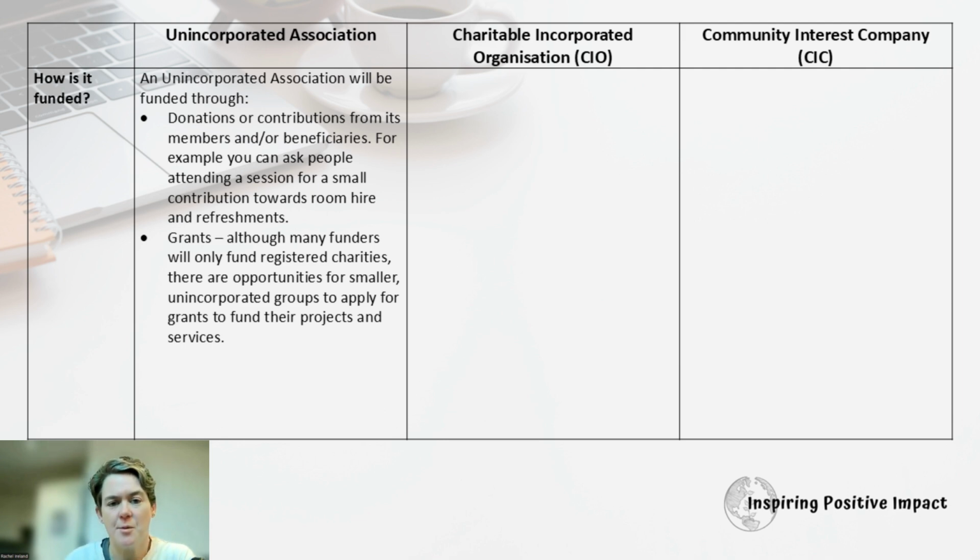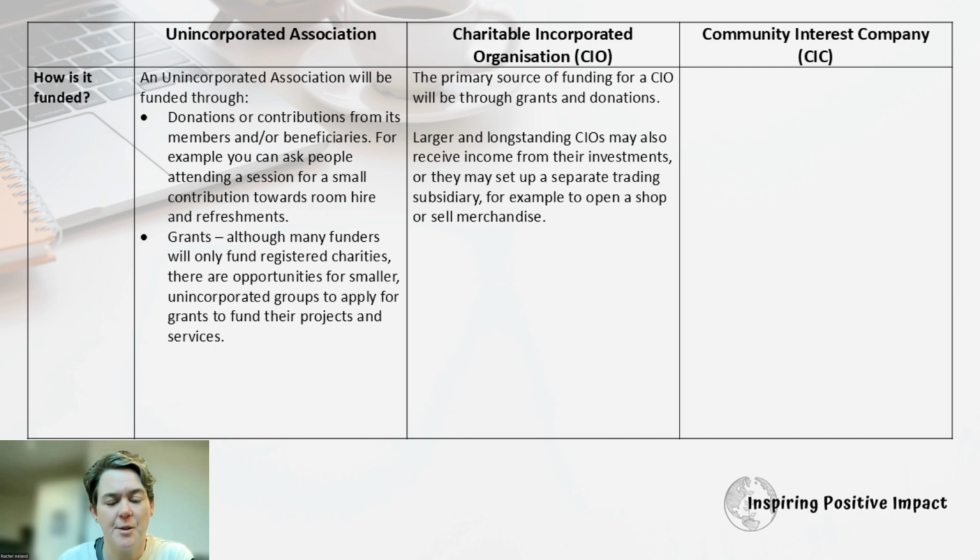So although many funders will only fund registered charities, there are opportunities for smaller unincorporated groups to apply for grants to fund their projects and services. The primary source of funding for a CIO will be through grants and donations. Larger and long-standing CIOs may also receive income from their investments, or they might set up a separate training subsidiary, for example, to open a shop and sell merchandise.